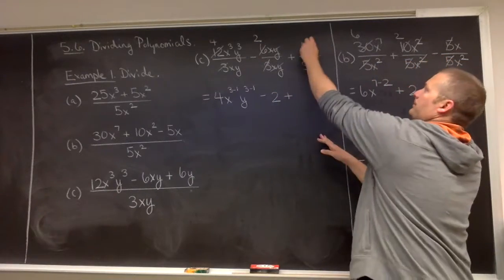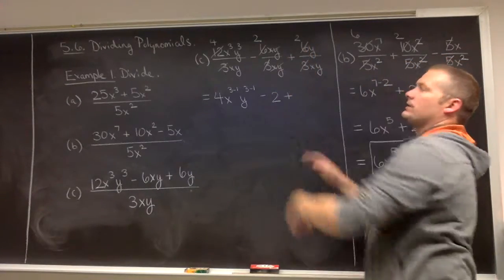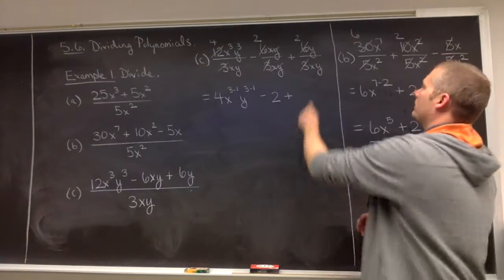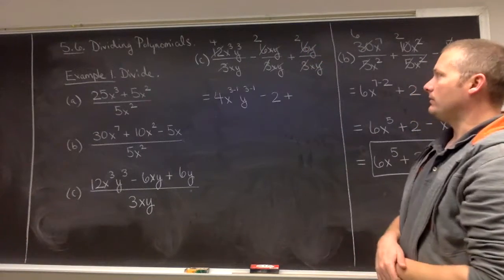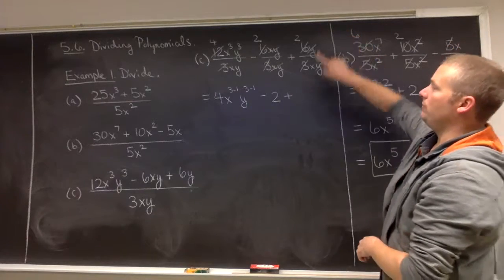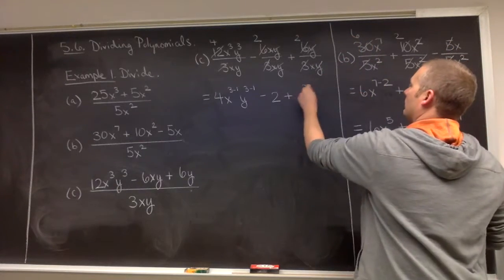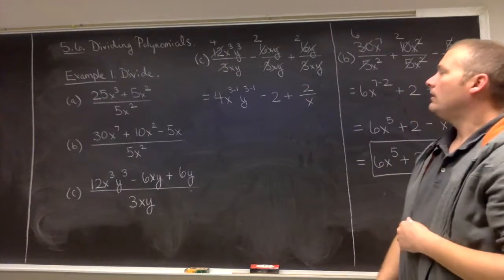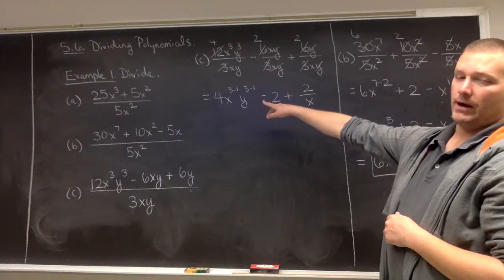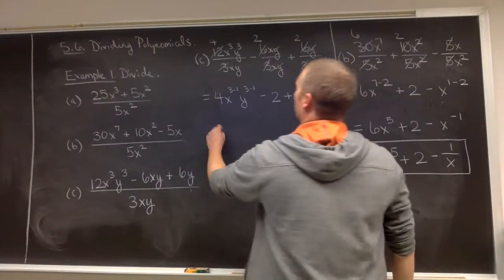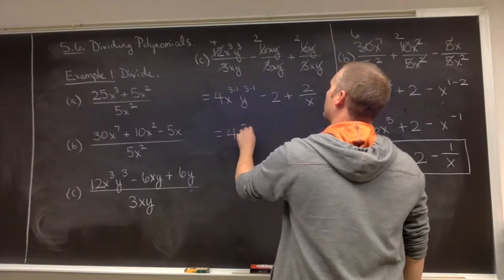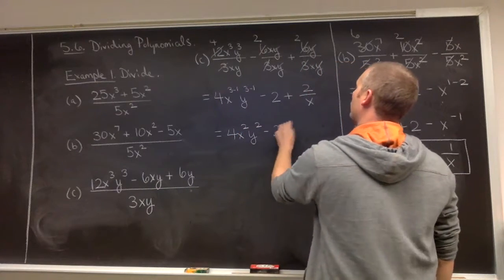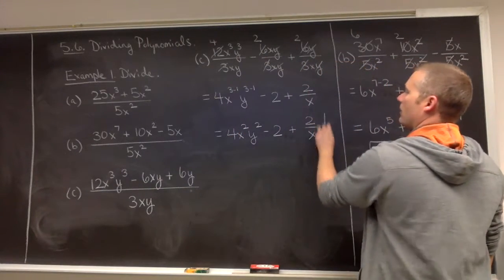Lastly, again, 6 and 3 cancel to leave 2. The y's cancel, so on top I'm left with 2, on bottom I'm left with x. Last thing to do is clean up 3 minus 1, which would be 2. So 4x squared y squared minus 2 plus 2 over x.